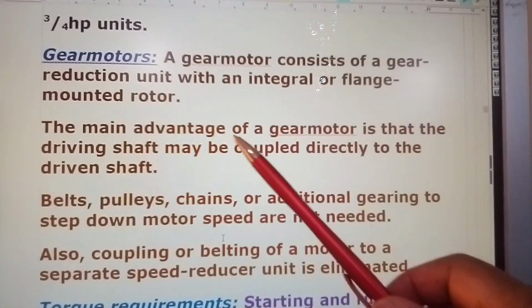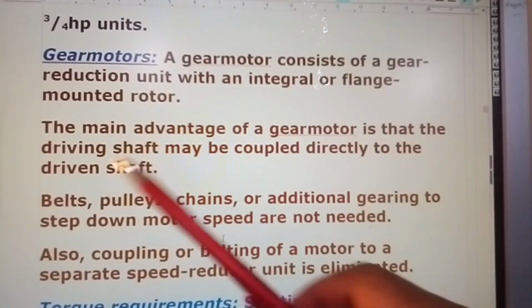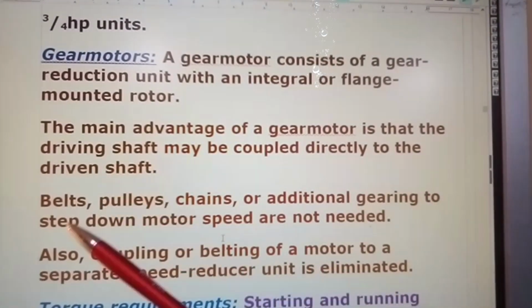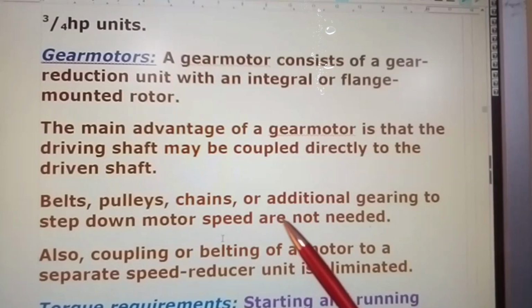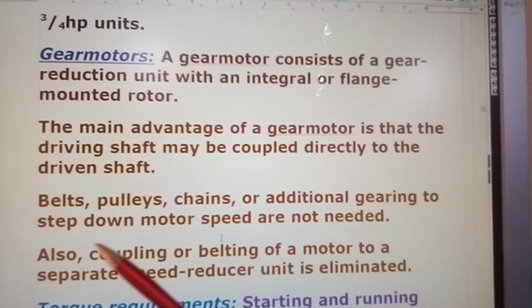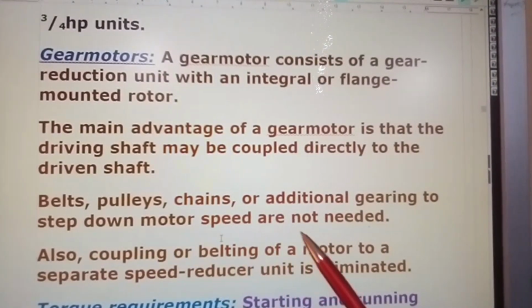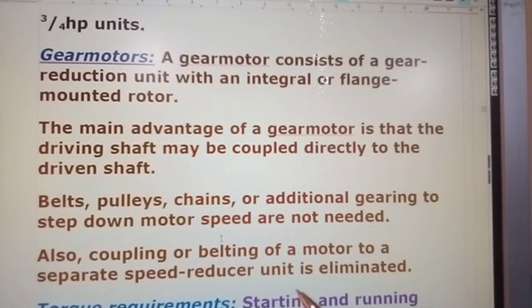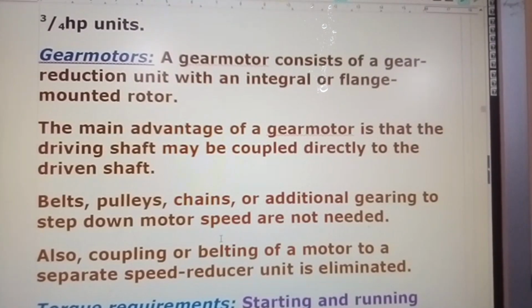The main advantage of a gear motor is that the driving shaft may be coupled directly to the driven shaft. Belts, pulleys, chains, or additional gearing to step down motor speed are not needed. Also, coupling or belting of a motor to a separate speed reducer unit is eliminated.